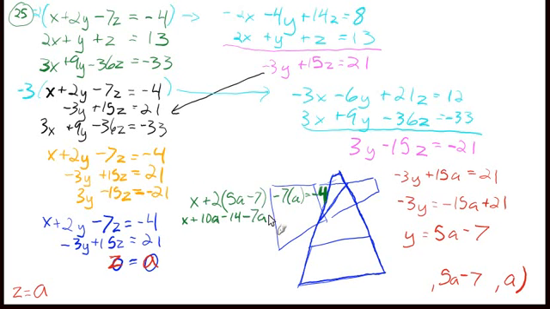Combine like terms. 10a minus 7a is going to be 3a. So plus 3a minus 14 equals negative 4. For x, I'm just going to go straight to the end. Add 14 to both sides. That's going to give you a positive 10. Subtract 3a from both sides. That's minus 3a. There it is. X is going to be 10 minus 3a.